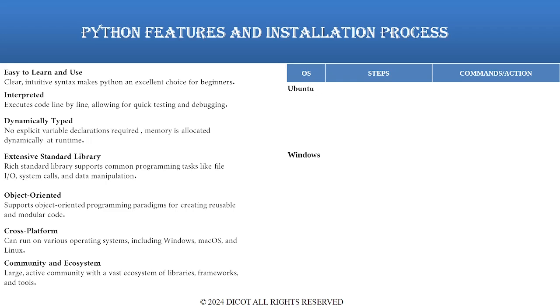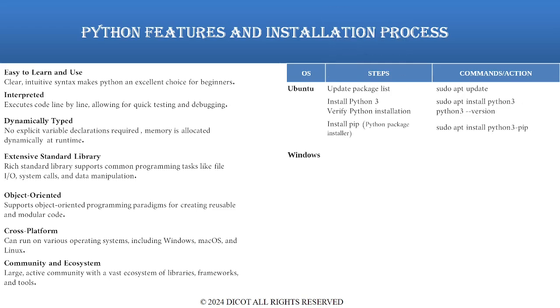Firstly, to install Python on Ubuntu, use the following steps on the terminal. Update the package list using the command sudo apt update. Install Python 3 using the command sudo apt install python3. Verify the Python installation using the command python3 --version. Install pip, the Python package installer, using the command sudo apt install python3-pip. Verify the pip installation using the command pip --version.